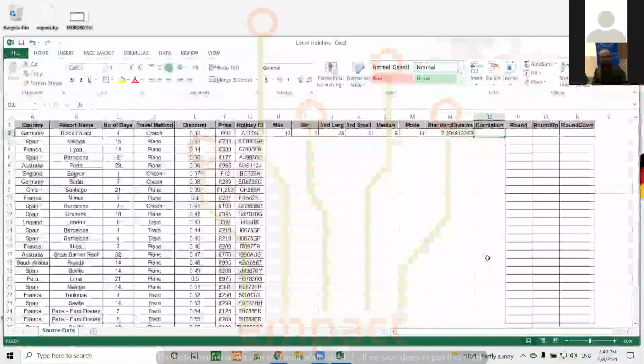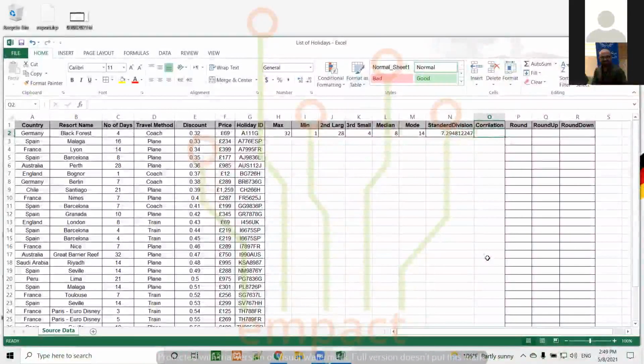Now we are moving to correlation, or to see what the relation is between two sets of data.